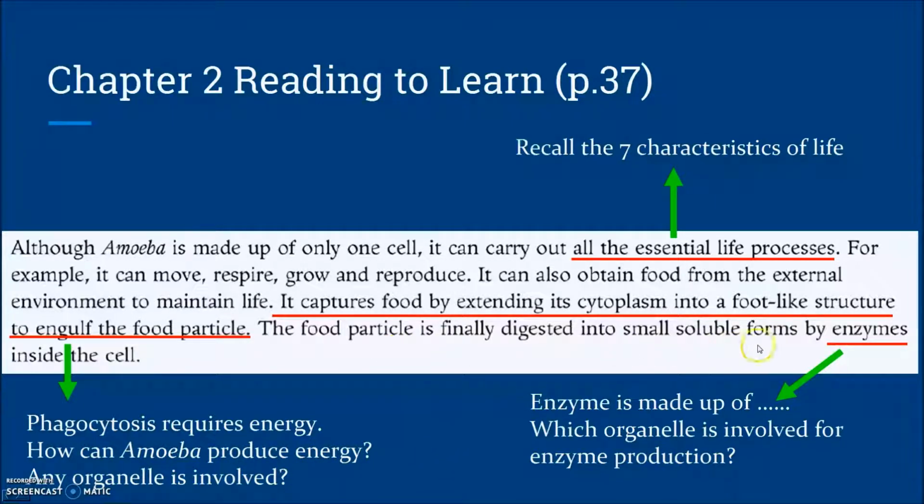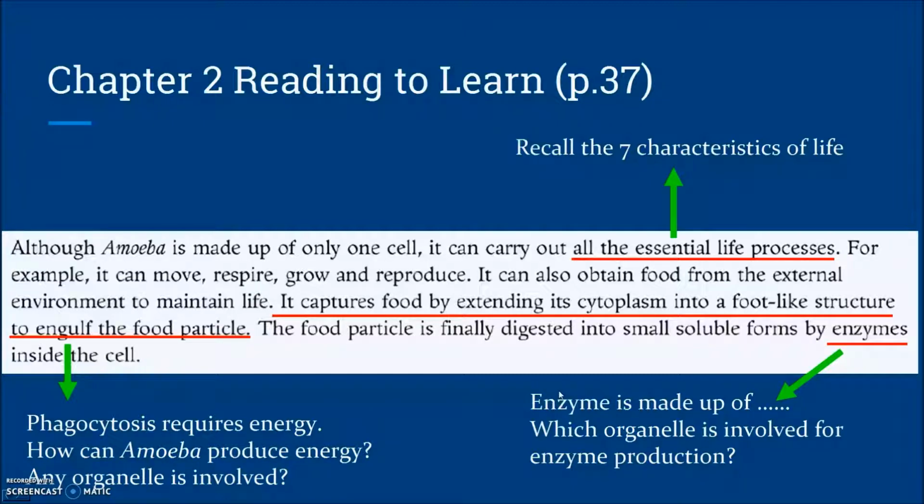And the second point is that the food particles are finally digested into small soluble forms by enzymes inside the cell. The enzyme can speed up chemical reactions, we all know that. So the hint is that an enzyme is made up of something. Which organelles are involved in enzyme production? The key point is, what is an enzyme made up of? And then which organelles can help us produce these important chemicals and then produce the enzyme? That's the question, the key point in chapter 2.